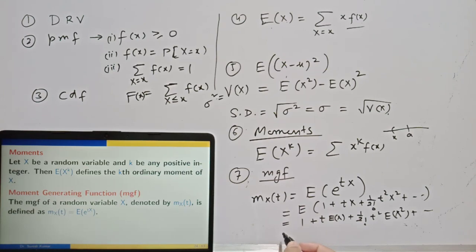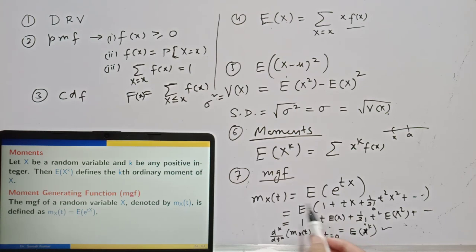If you differentiate this function k times with respect to t, and then put t equal to 0, what do you get? Check it yourself. You will get the kth moment. Very useful formula. If we differentiate the moment generating function k times with respect to t and then put t equal to 0, we get the kth moment.